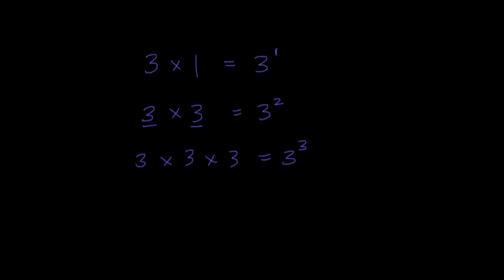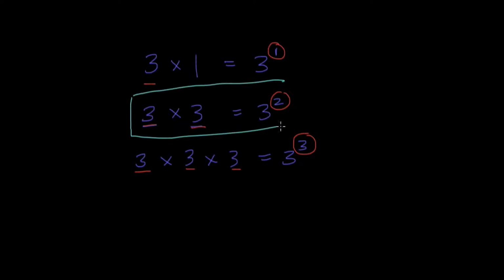So I think you can see a pattern now. When there's one 3, our exponent becomes 1. When there's two 3s, our exponent becomes 2. When there's three 3s, our exponent becomes 3. So this is the basic idea of exponents. Now, when we're talking about squares, what we're really concentrating on is this middle section here. Squares is when you multiply a number by itself 2 times.